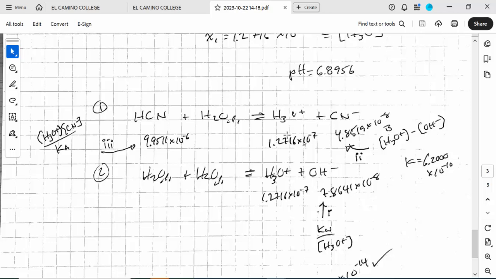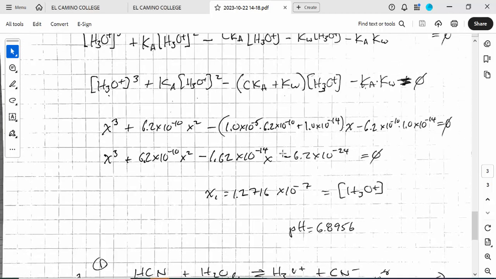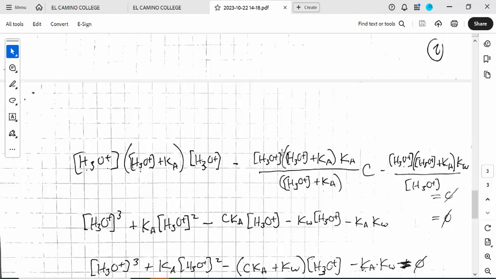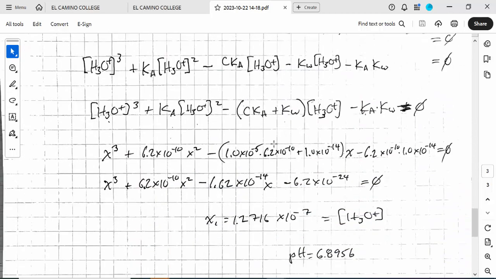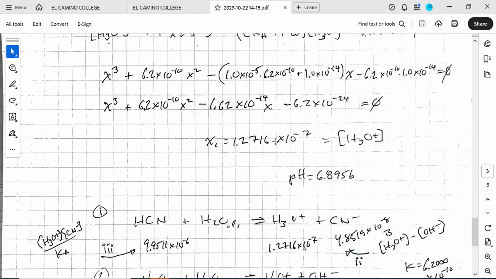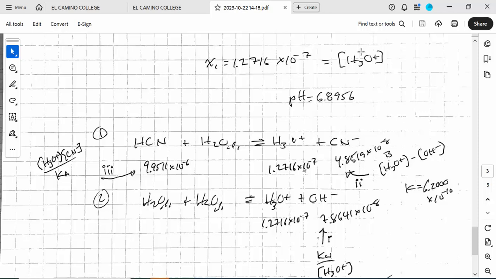Versus if we did this stepwise, we would have seen a significant jump in the hydronium, and it wouldn't have worked. Okay. But you're going, this is not a math class, so you shouldn't have to do this. And that's correct, you don't have to do this. The other method might be easier. I don't know. But I have the other method worked out.